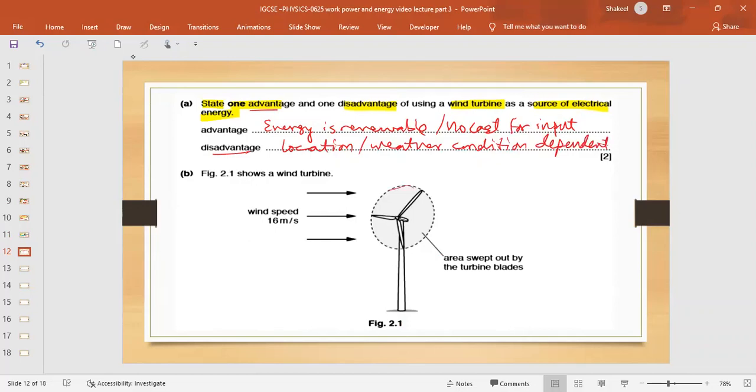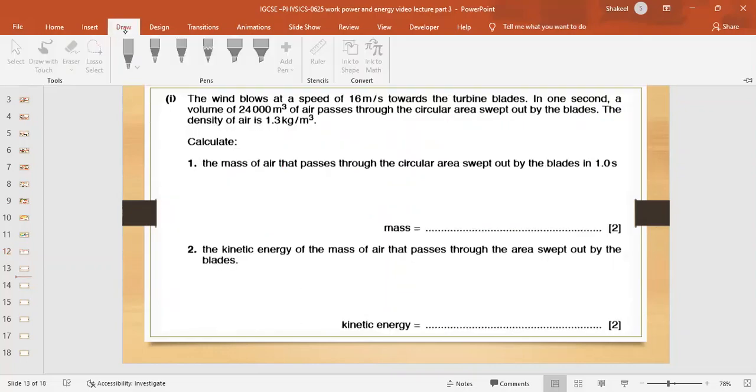Okay, now this is the windmill and the wind is hitting it with a speed of 16 meters per second. Okay, let's gather the data now.